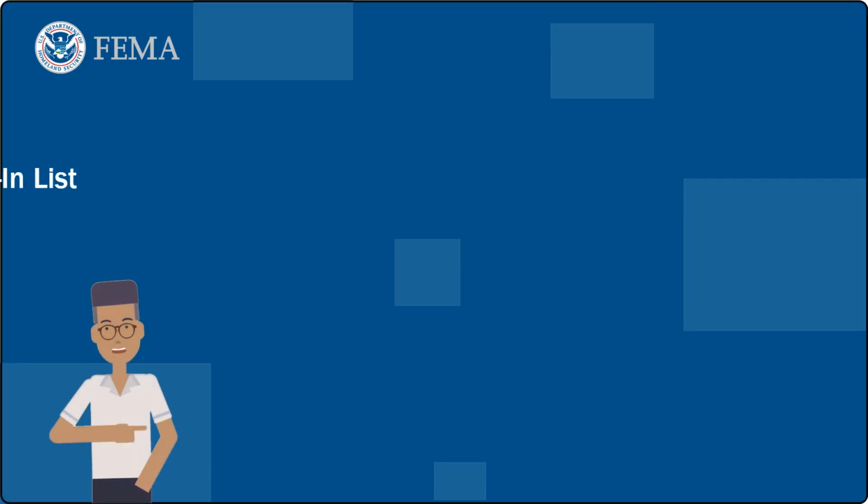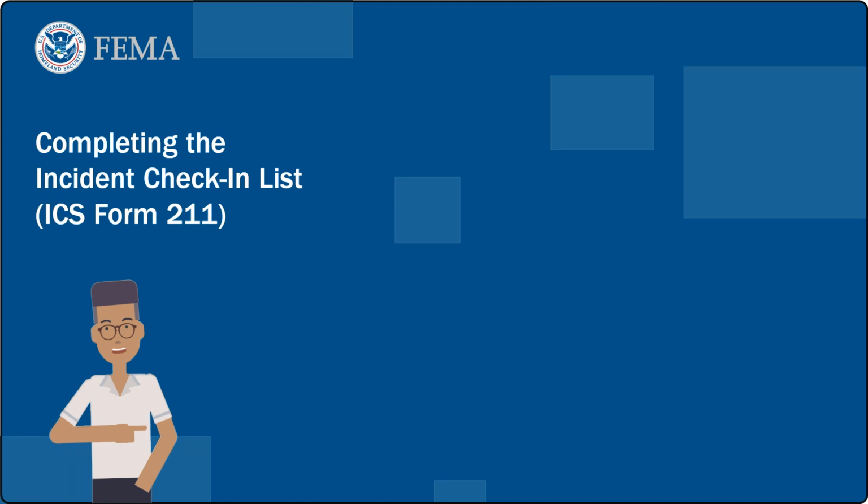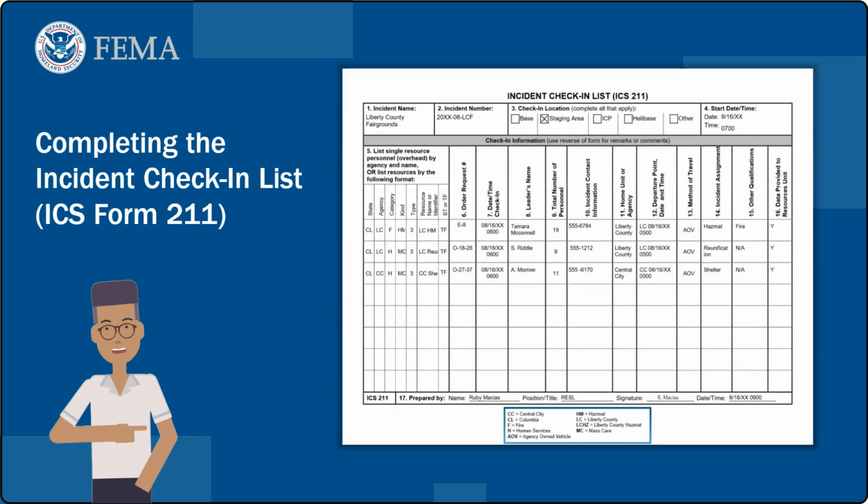In this video, we will examine how to complete the Incident Check-in List, ICS Form 211. The ICS Form 211 is used to record the arrival of personnel and equipment at an incident location. This information is used to maintain an inventory of all incident resources. Leadership uses this information to help guide the development of strategies and tactics to meet incident objectives.